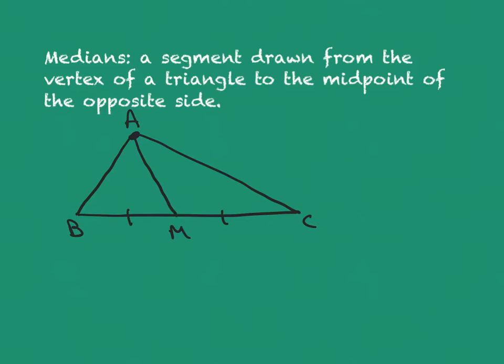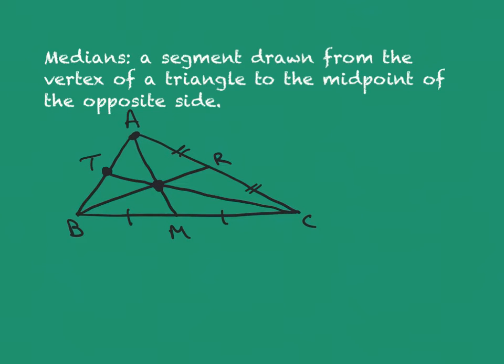Okay? It doesn't have to meet at right angles. All a median does is it meets at the midpoint. Every triangle has three medians because every triangle has three sides. So BR would also be a median. And the last median will be drawn from C to the midpoint of AB, and we'll call that CT.